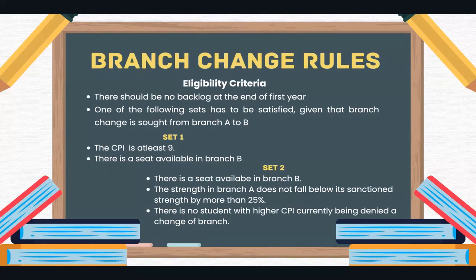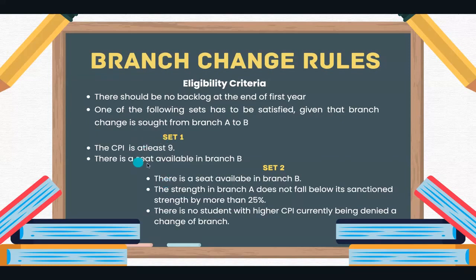Now we'll be moving on to branch change rules. Very soon the branch change portal will be opening up for you, and you will have to fill in your preferences if you want to go for a branch change. First of all, the rule is that you shouldn't have any kind of backlog. FR, DX, DR, and W fall in the backlog criteria. So you shouldn't have any kind of backlog at the end of your first year.